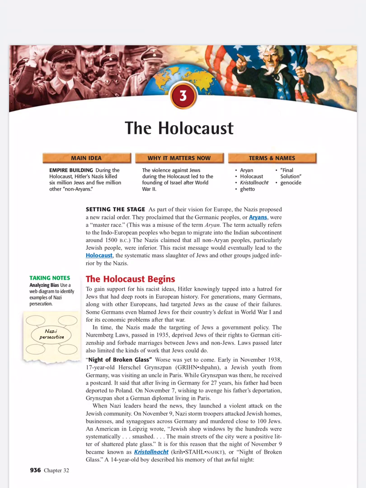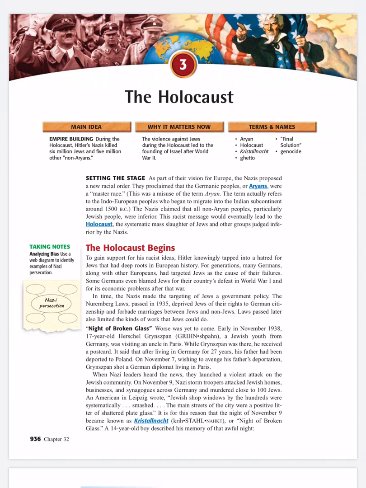Setting the stage. As part of their vision for Europe, the Nazis proposed a new racial order. They proclaimed that the Germanic peoples, or Aryans, were a master race. This was a misuse of the term Aryan. The term actually refers to the Indo-European peoples who began to migrate into the Indian subcontinent around 1500 BC. The Nazis claimed that all non-Aryan peoples, particularly Jewish people, were inferior. This racist message would eventually lead to the Holocaust, the systematic mass slaughter of Jews and other groups judged inferior by the Nazis.